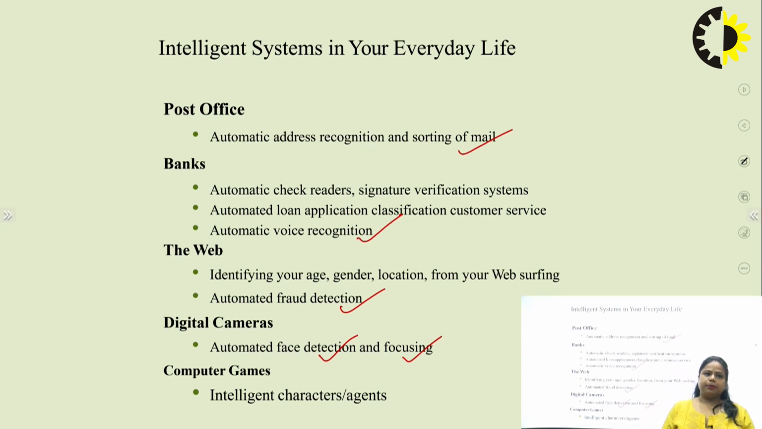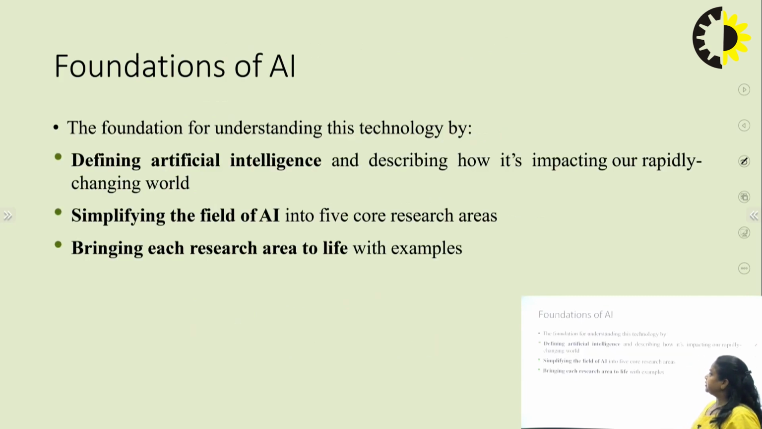Now we have computer games. There are certain types of intelligent characters we have generated. I've given you examples like tic-tac-toe, the queen problem, and the traveling salesman problem. There are a lot of problems we can solve, or certain games we have designed through intelligent systems, and we can use them in day-to-day life. So these are examples of intelligent systems in our life.